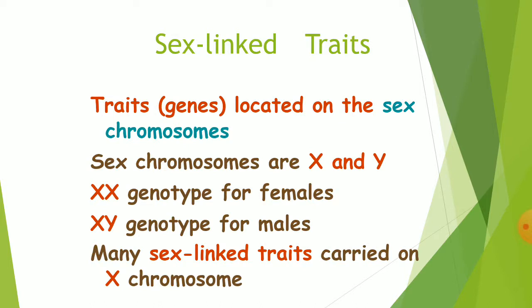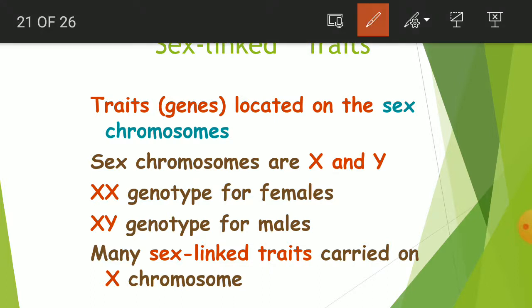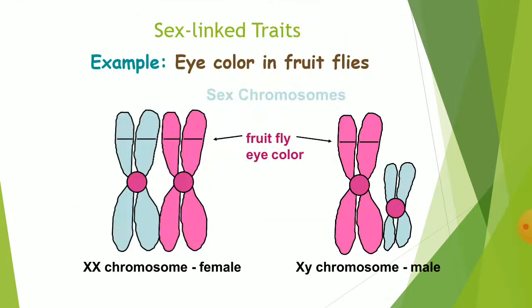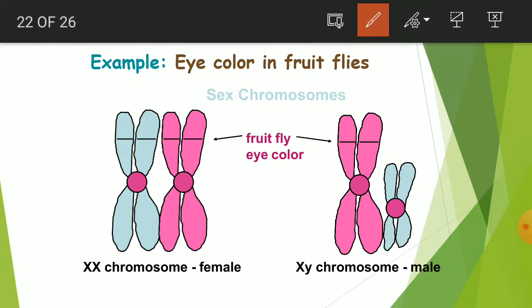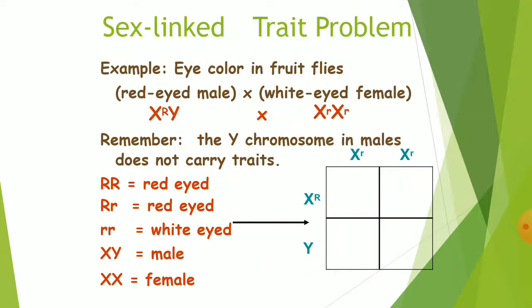Sex-linked traits: traits whose genes are located on the sex chromosomes. The sex chromosomes are X and Y. Females carry two X chromosomes, and males carry one X and one Y. Male sex-linked traits are carried on the X chromosome. The eye color in fruit flies is also a sex-linked trait, in which the female has two X chromosomes and the male has one X and one Y chromosome.